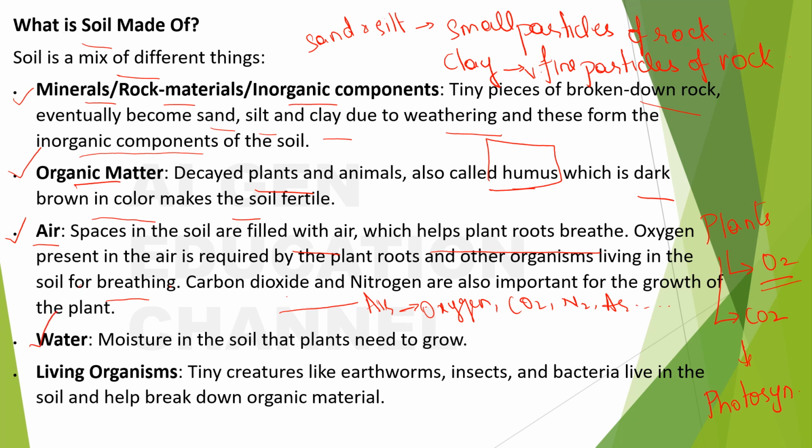Okay, water. Soil also has water. Water means moisture in the soil that plants need to grow. Okay, living organisms. Tiny creatures like earthworms, insects, and bacteria live in the soil and help break down the organic material. For this organic material to be used, it has to be broken down into simple things. So this will be done by earthworms, insects, and bacteria. What are earthworms called? You all know, right? They are called farmer's friend.